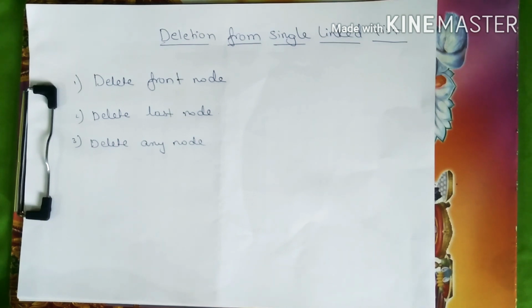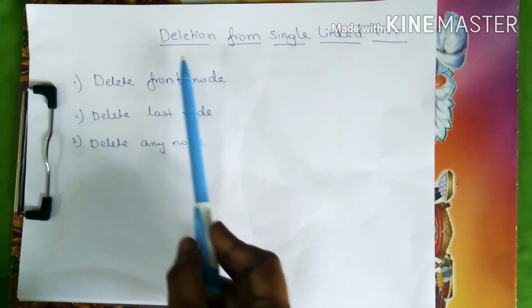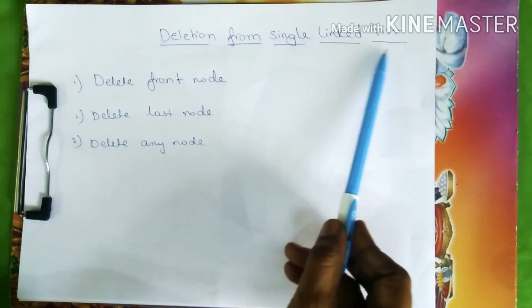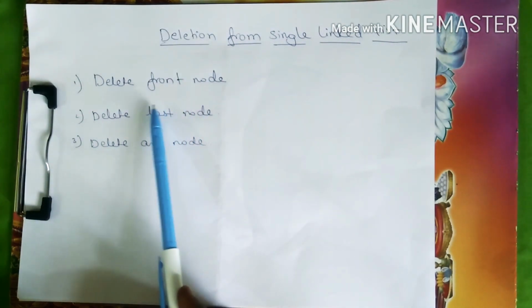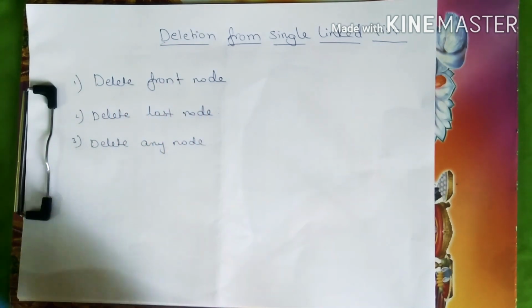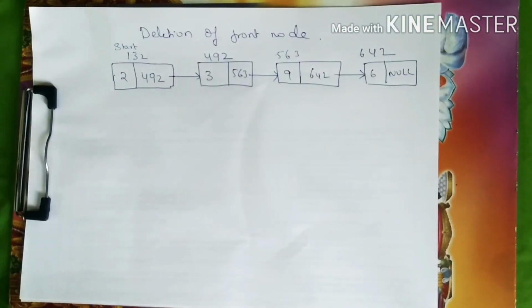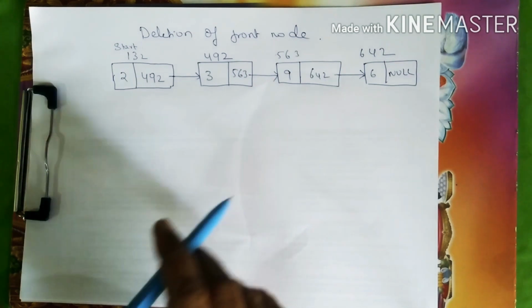Dear students, in the last class we have seen insertion from single linked list. Now we will see deletion from single linked list. So here we are going to see delete front node, delete last node and delete any node. So first let us see about deletion of front node.